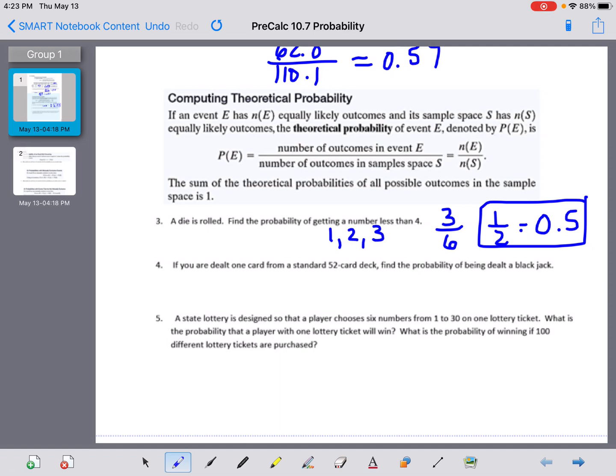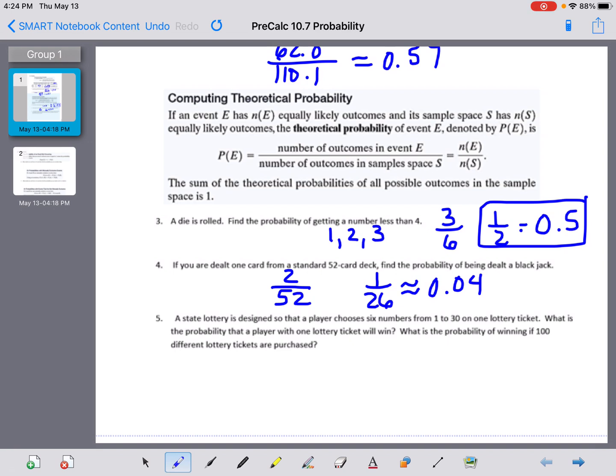For number 5, you're dealt 1 card from a standard 52 card deck. Find the probability of being dealt a black jack. So we know the total number of cards are 52. How many of those cards in that deck are a black and a jack? Well, there's 2 black suits, and there's a jack in each one, so there's 2 of them that are black jacks. We reduce that to 1/26. If I decide to turn that into a decimal, I get about 0.04. So 4% chance of getting that blackjack, kind of small.